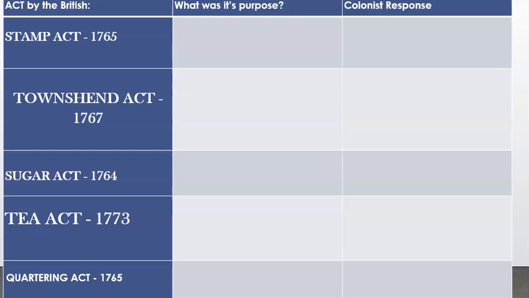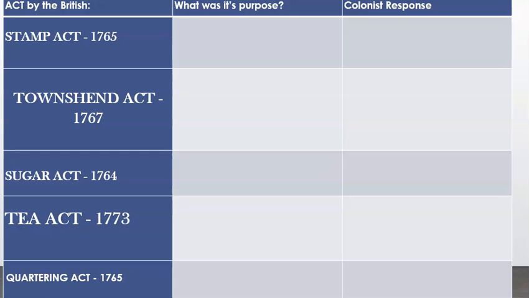But we got the Stamp Act, 1765. We got the Townshend Acts of 1767, which come a little later. We'll get into those a bit. These are out of order, by the way. Sugar Act of 1764, the first thing. The Tea Act of 1773, which again we'll get into. And the Quartering Act of 1765.